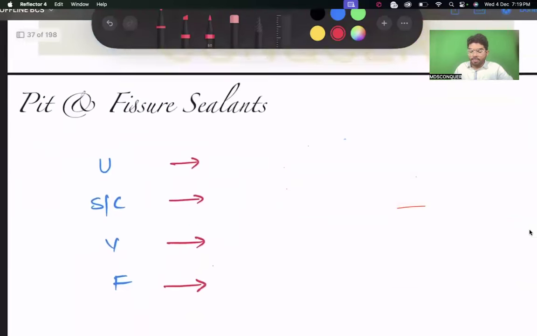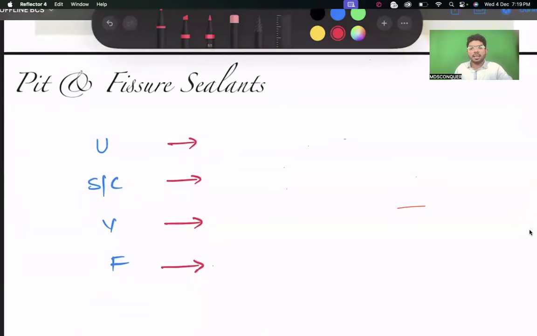Okay, then I want to jump into types of pit and fissure sealants. The code I have given is USVF, universally Sachin is very famous. U for UV light. That is your type 1.